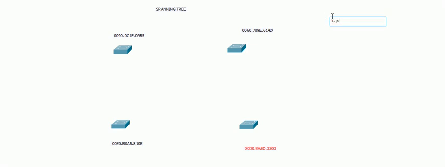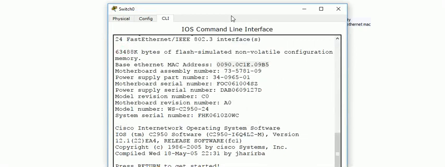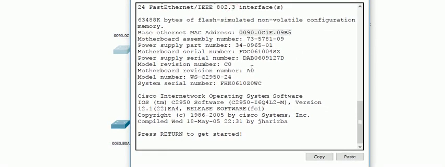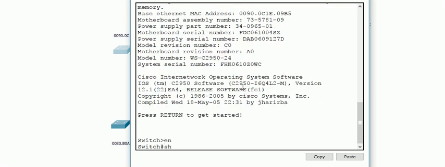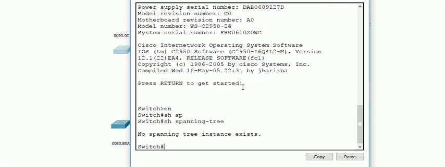So they try to find the root bridge by using the base Ethernet MAC address, because the priority is the same for all, so no one will be the root bridge yet. So they choose by base Ethernet MAC. The lowest base Ethernet MAC will be the root bridge. So let's see which one is the lowest Ethernet MAC address. As you can see in the picture, there is 0090, 0060, and 00D0.